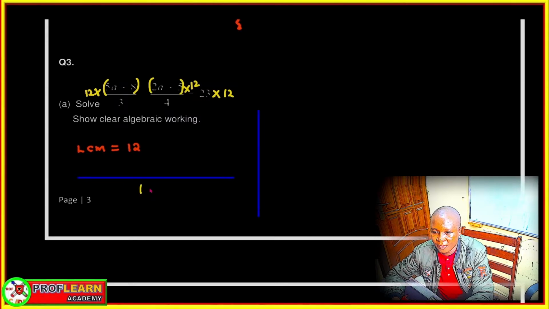And we also have algebraic fractions. Of course, we need to find the LCM.